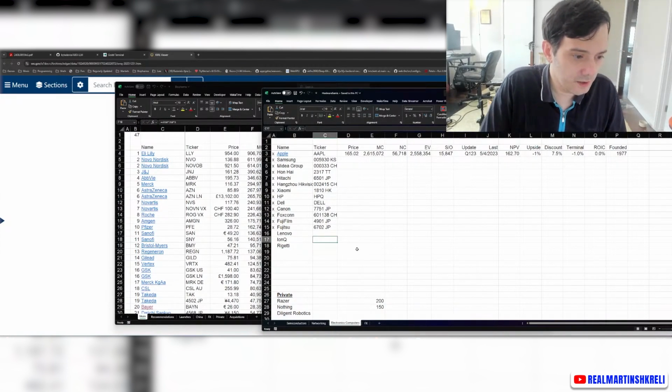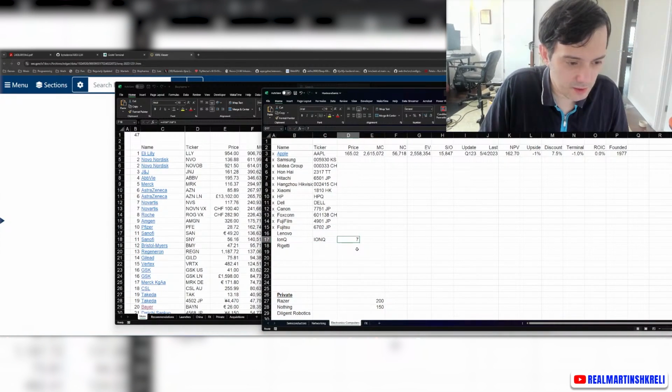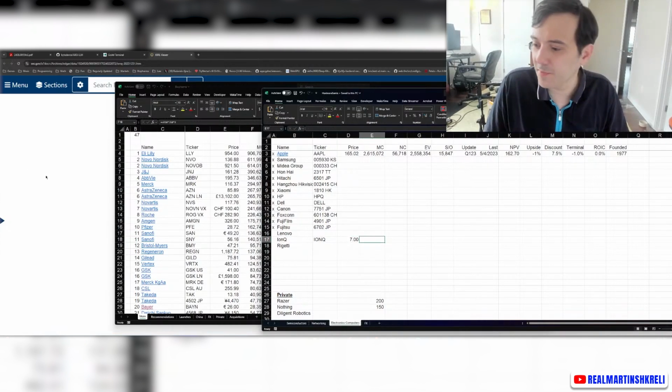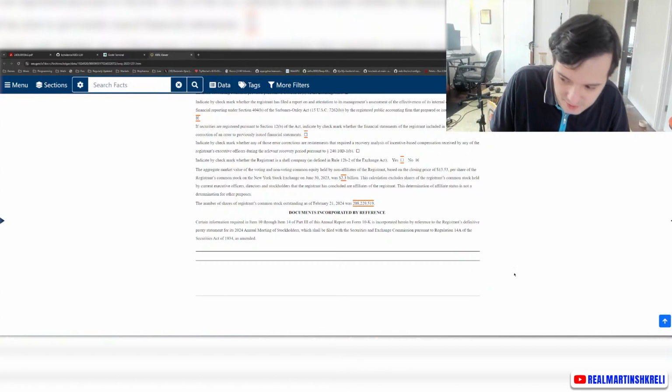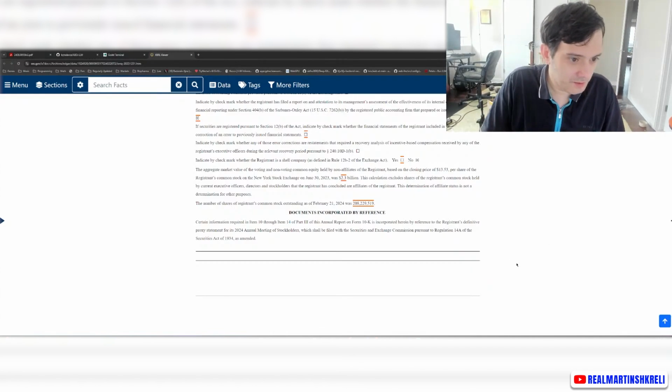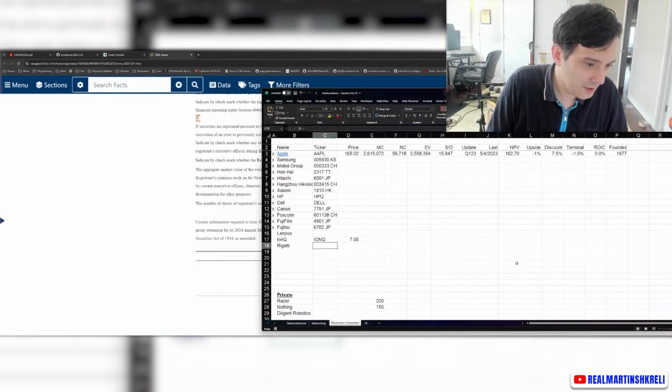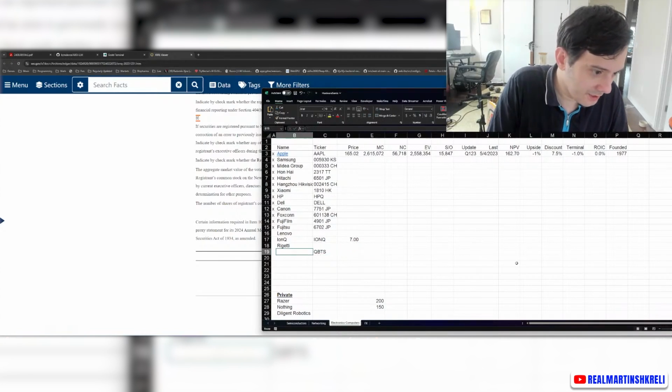All right, so IONQ is a $7 stock. Like I said, they went public through a SPAC, which is typically not so exciting. Okay, QBTS, there's another one. You want me to look at that one too? Might as well.